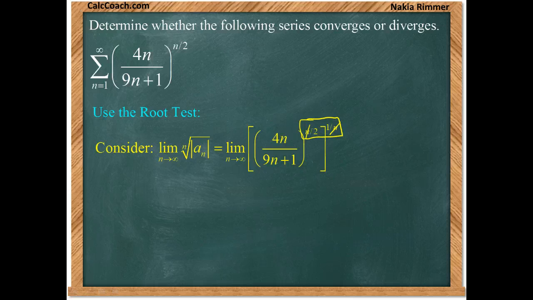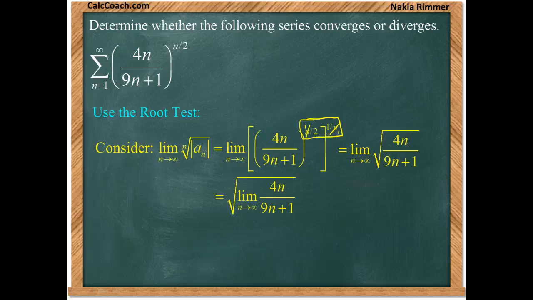It's 1 over 2 times 1 over 1, the 1/2 power, and that's just the square root. And so we're looking at the square root of 4n over 9n plus 1. The square root function is a nice continuous function for all positive n, so we can bring this limit on the inside. And notice that we have a polynomial divided by another polynomial where the degree of the numerator equals the degree of the denominator. So it just goes to the ratio of their coefficients, which would be 4/9.